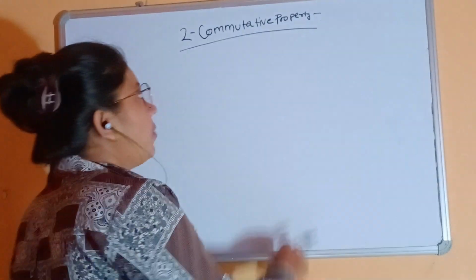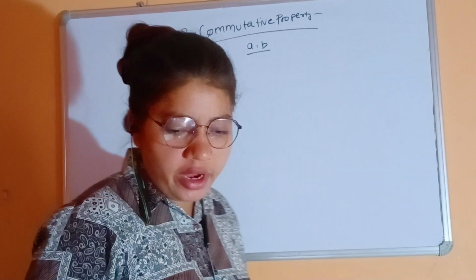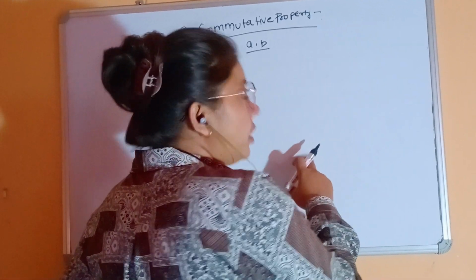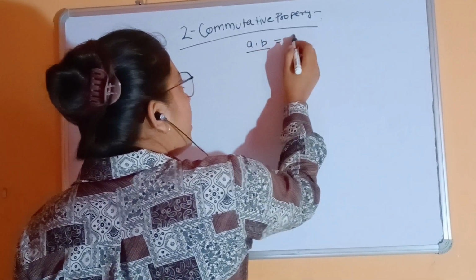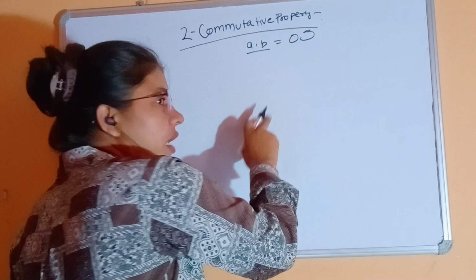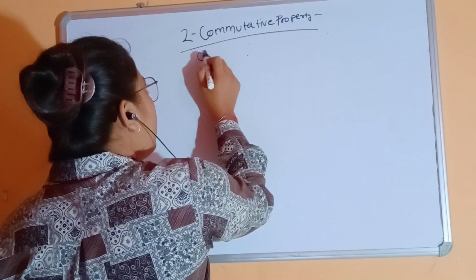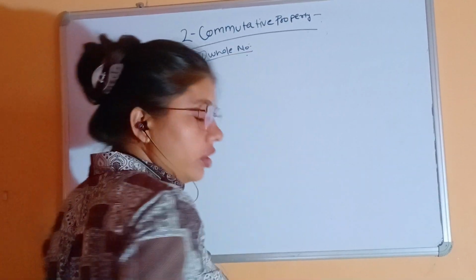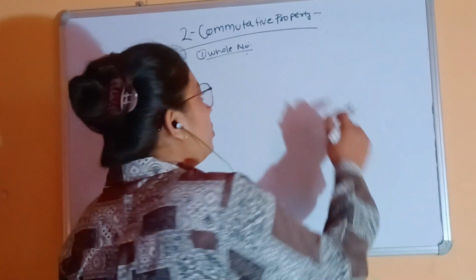The commutative property is like this: if any operation follows for A and B, like A plus B, A minus B, A multiply B, A division B, then that number also follows in that integer. First we take the example of whole numbers. Then in your book, a is equal to 0 and b is equal to 7.